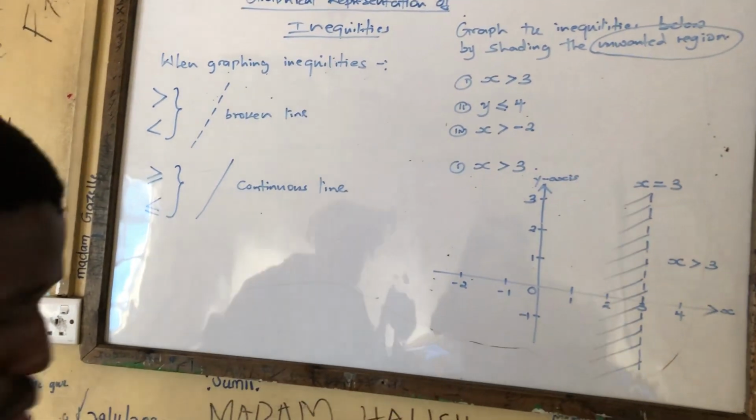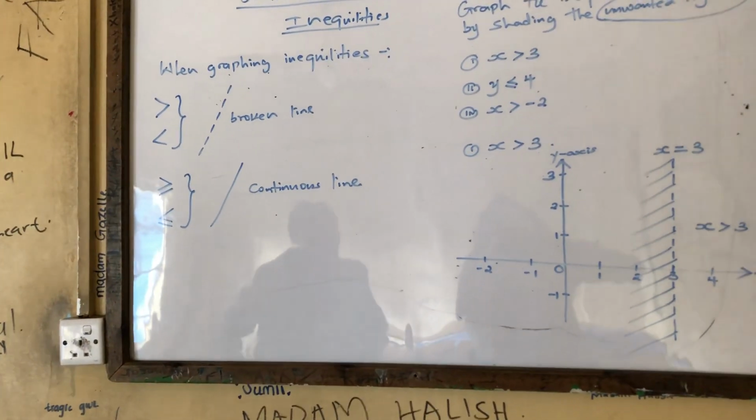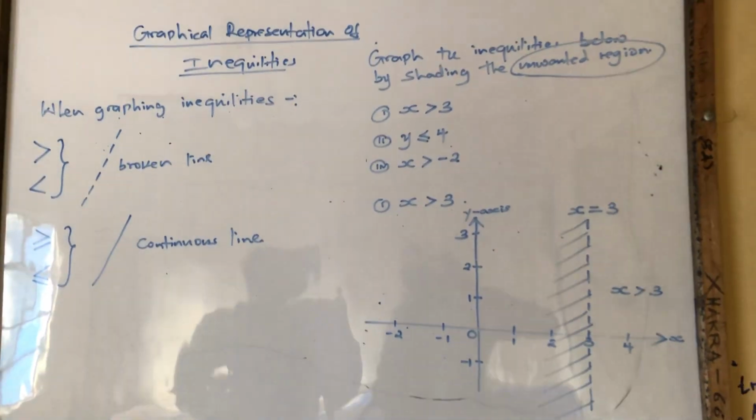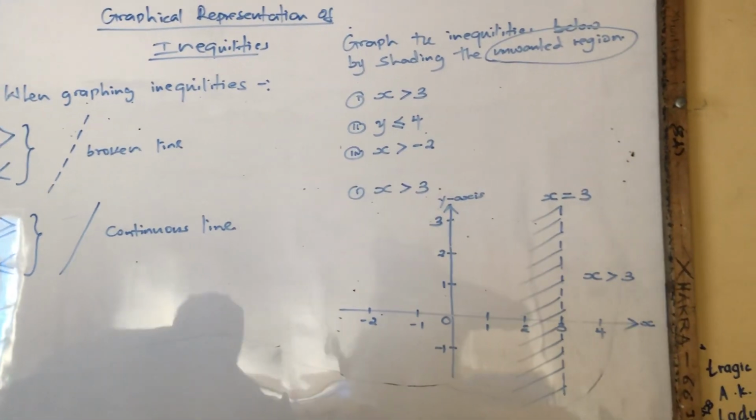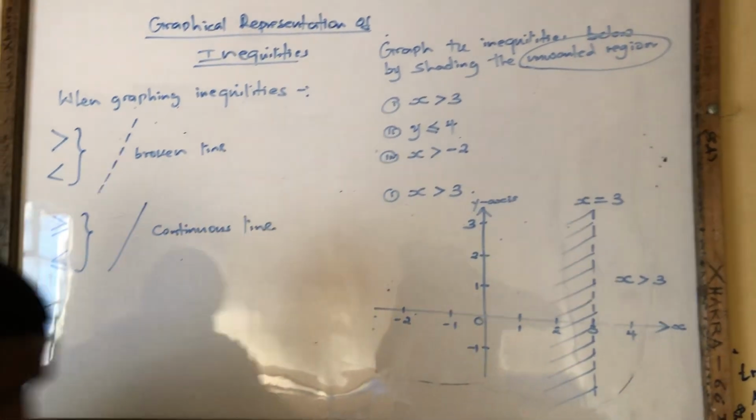Which brings us now to the next example. y is less than or equal to 4.